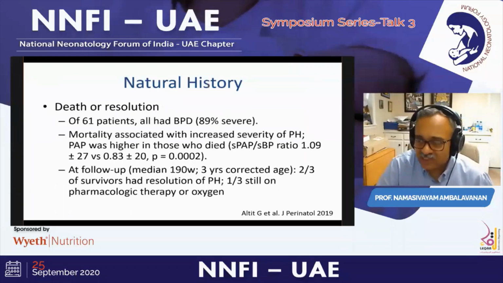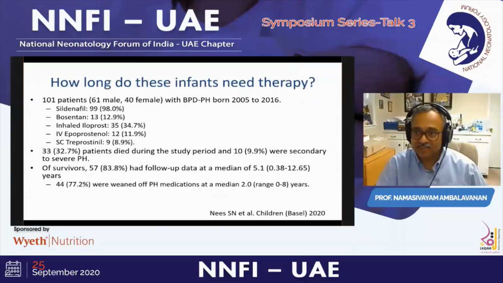So, the natural history: in this study published a year ago, of all infants with BPD, most of them severe, mortality is associated with increased severity of pulmonary hypertension, and pulmonary pressures are higher in those who died. And at follow-up, 1/3 of these infants are still on pharmacologic therapy or oxygen, though 2/3 apparently had resolution of the pulmonary hypertension at about 3 years of corrected age.